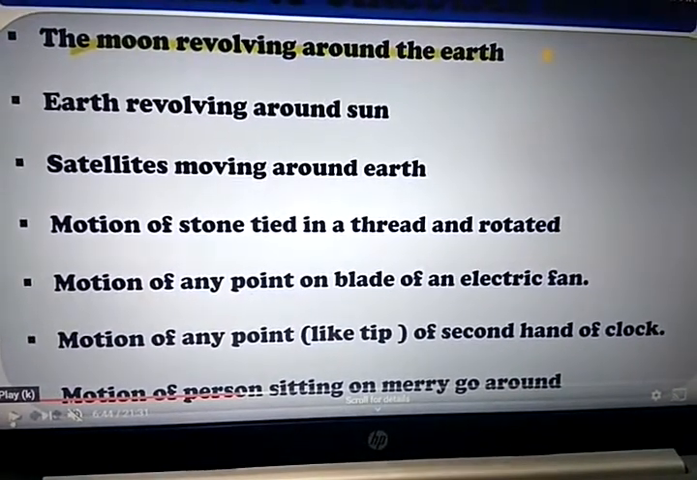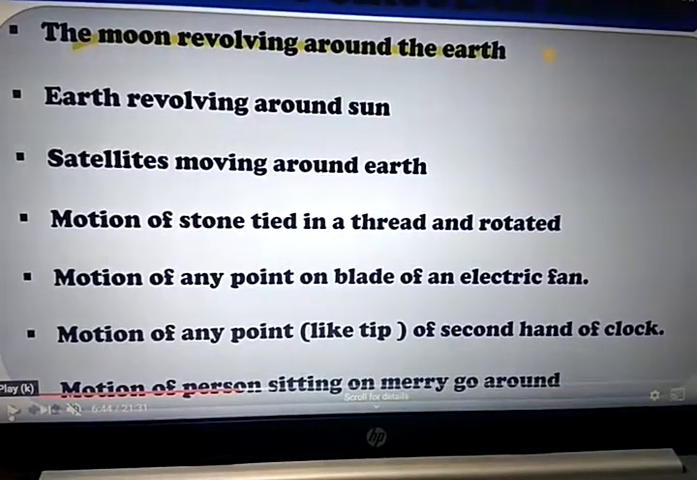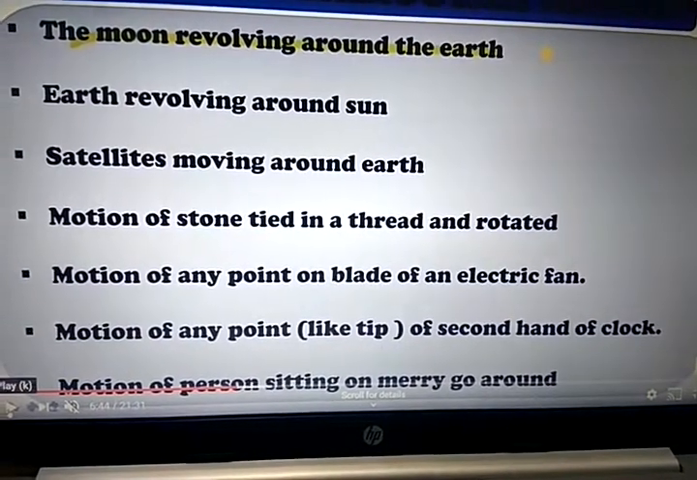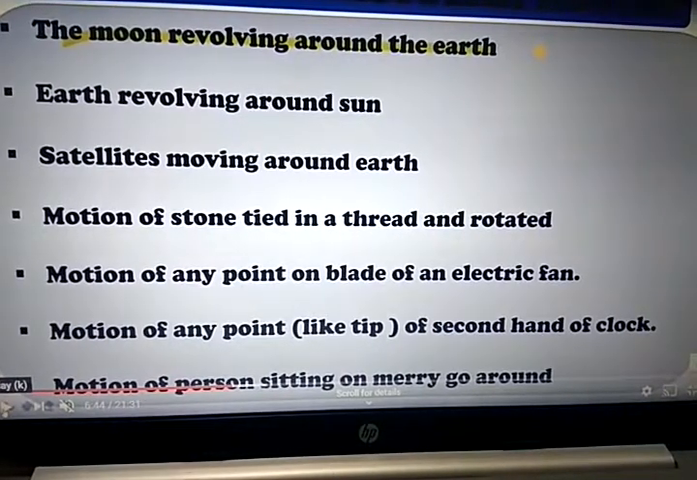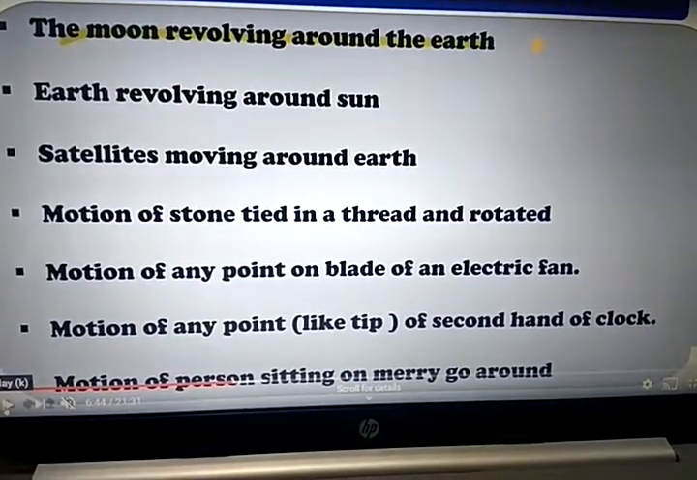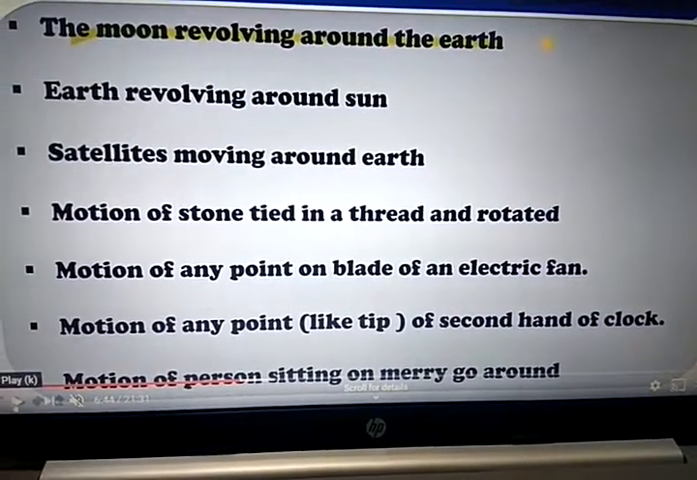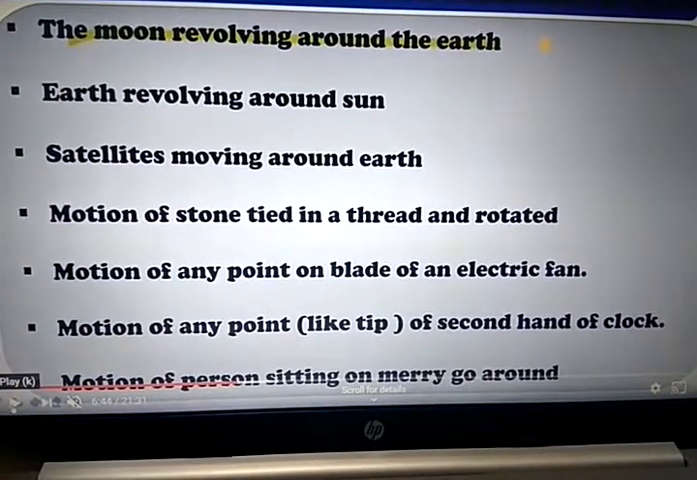Motion of a stone tied in a thread and rotated, motion of any point on a blade of an electric fan, motion of any point like the tip of the second hand of the clock, motion of a person sitting on a merry-go-round. These are all examples of circular motion.